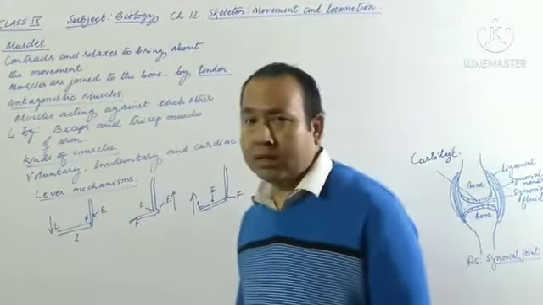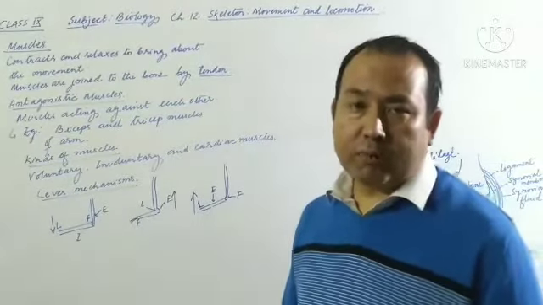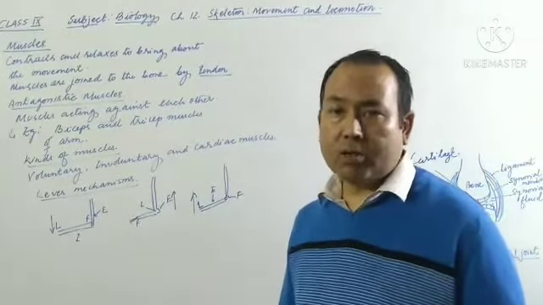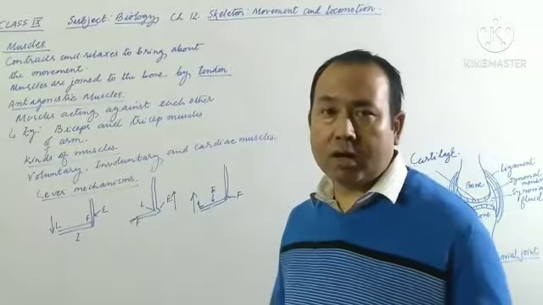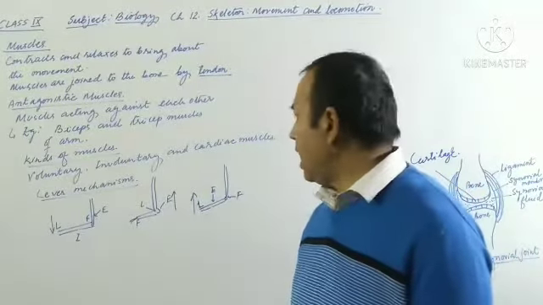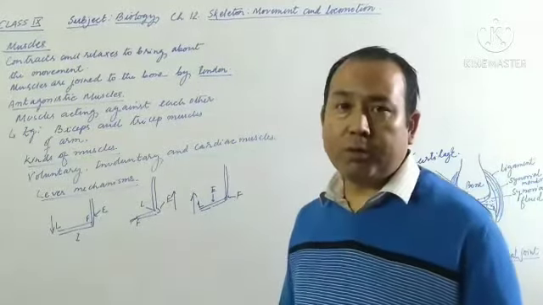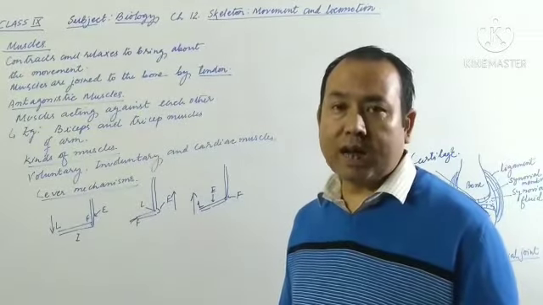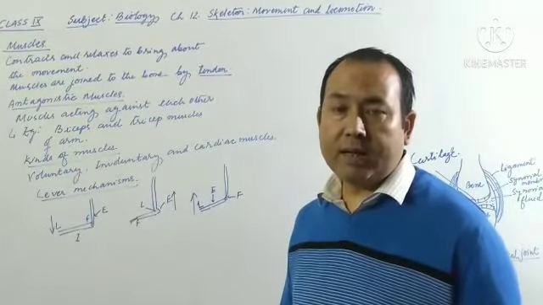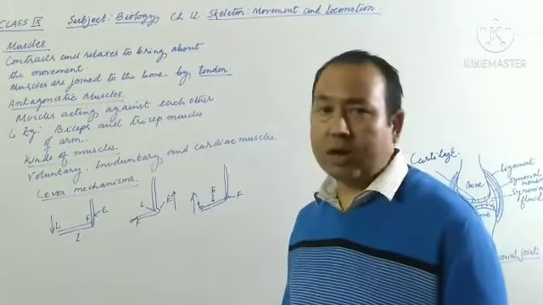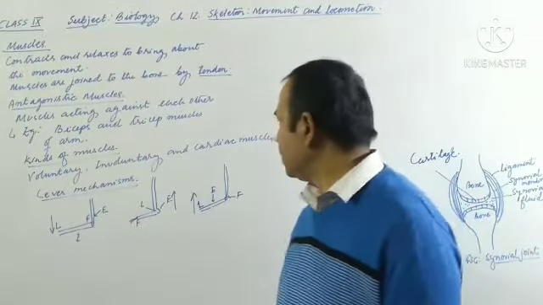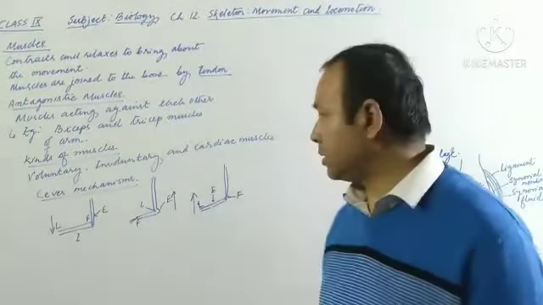Then comes kinds of muscles. Some muscles are voluntary, which are under our control. Some muscles are involuntary, which are not under our control. And the muscles of the heart are usually made up of a special type of muscles called cardiac muscles, which do not get tired and keep on contracting and relaxing. So that is why they are called cardiac muscles.